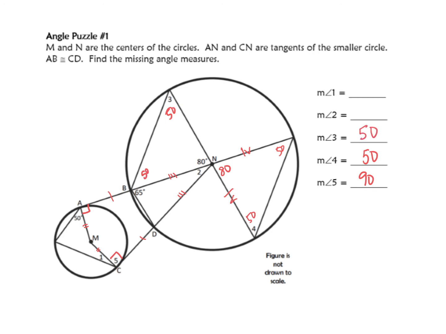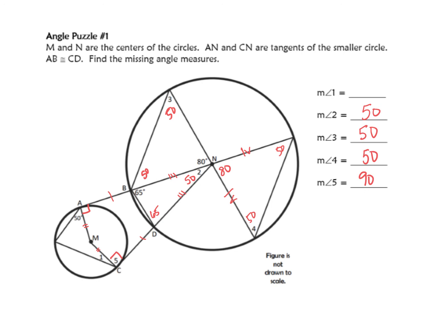So there's that. The skinny triangle with angle 2, we have a base angle of 65. This base angle has to be 65. So then, let's see, that's 130. That makes angle 2 50. All right, then we need to go for angle 1.